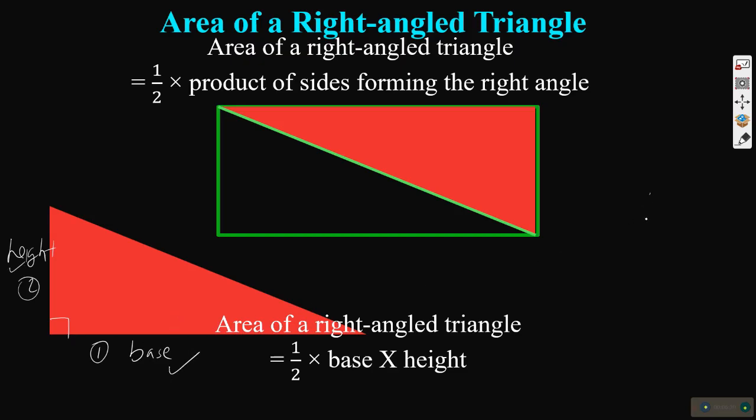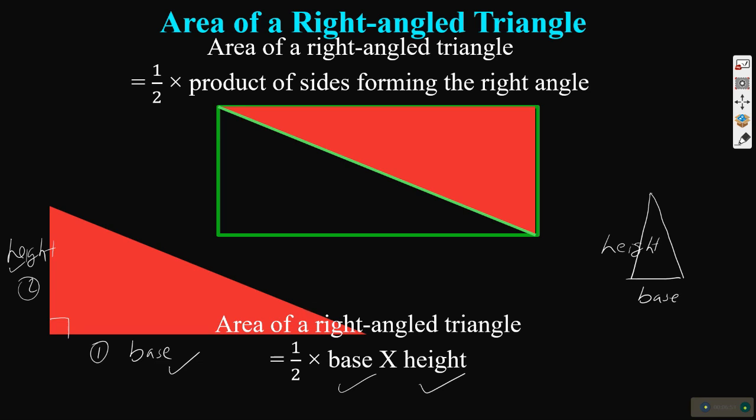It can be in this form also. If the right angle triangle is kept like this, the smaller can be the base, this can be the height. There is no hard and fast rule, it is a product of the sides, but for convenience we write it as base into height. Okay, so half into base into height is the area of a right angled triangle.